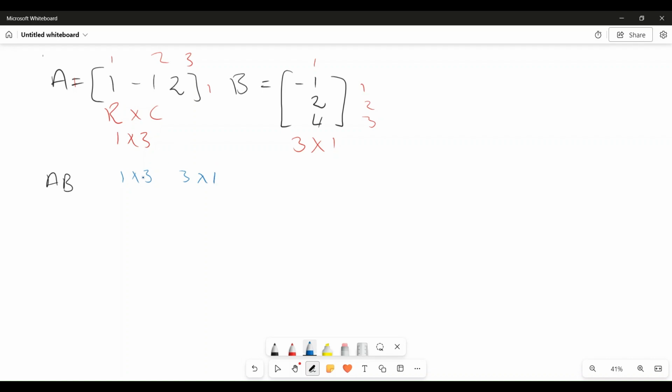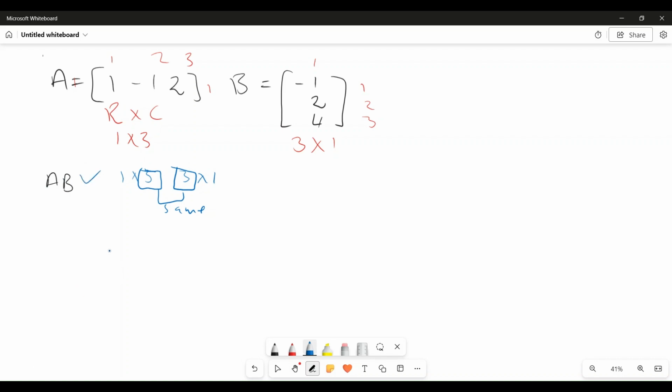Okay, 3 by 1, like that. So remember, this number is called rows, and this one represents columns in A. This one represents rows in B, and this one represents columns. Okay, so the number of columns in A should be the same as the number of rows in B. So we see that these numbers are the same. They are both equal to 3. Okay, so in that case, we know that the product of matrix A and B is defined. We can find that product.